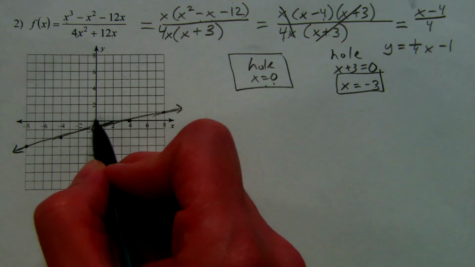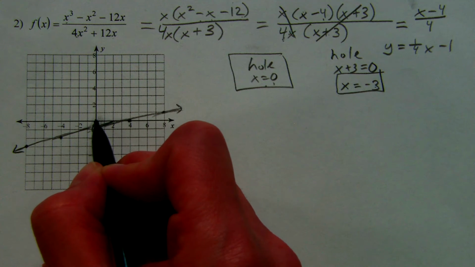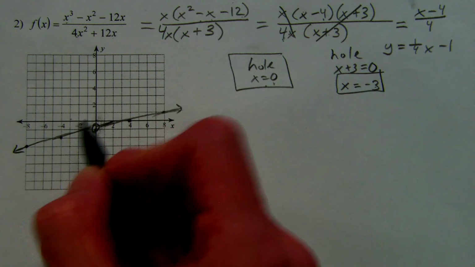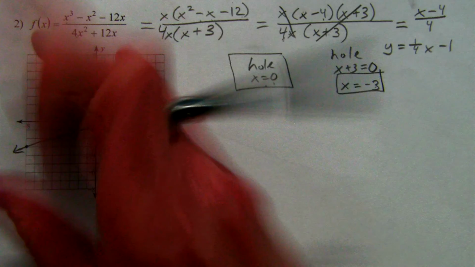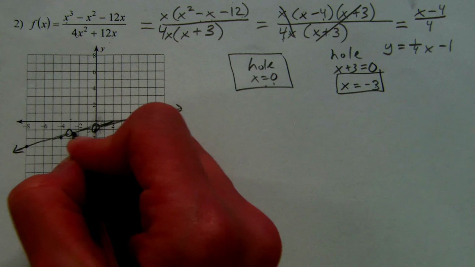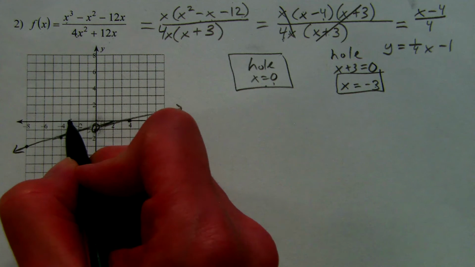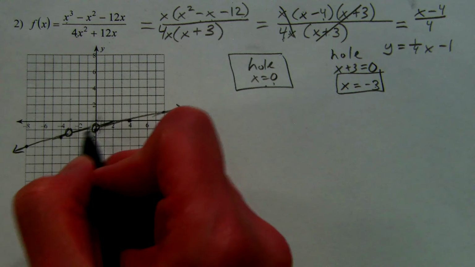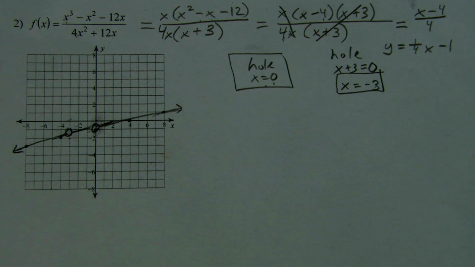And at x equals -3. So I'm just going to kind of eyeball it. At -3, it hits the line about here. So where it crosses that line at x equals -3. So make sure it lines up with the -3 on the x-axis. We have 2 holes right there.